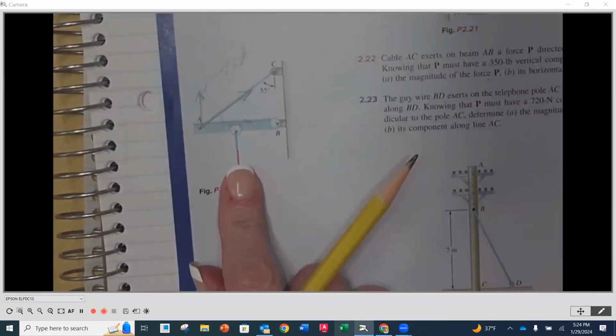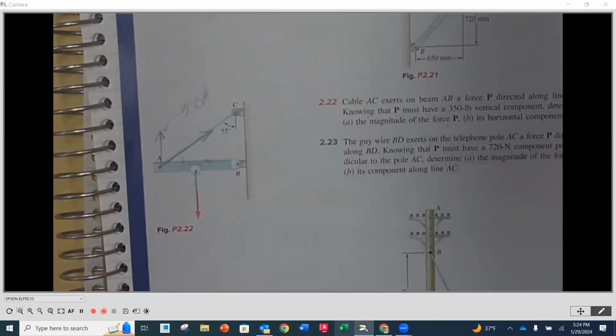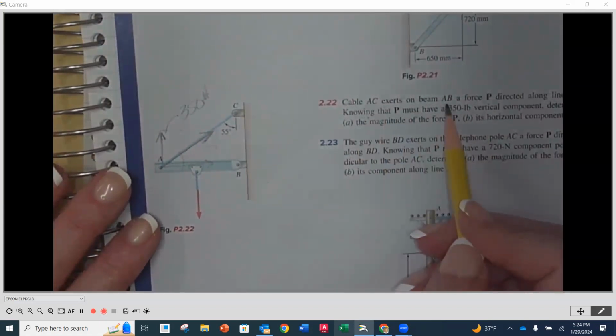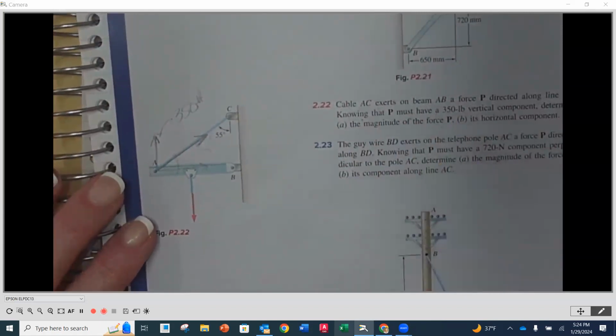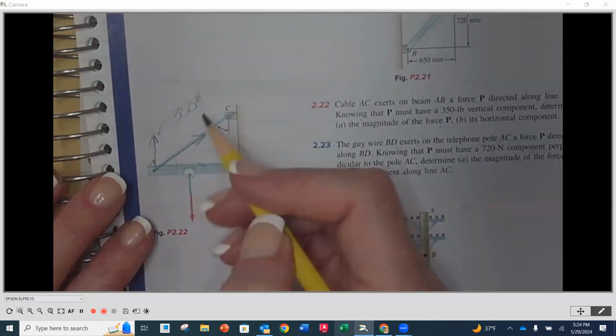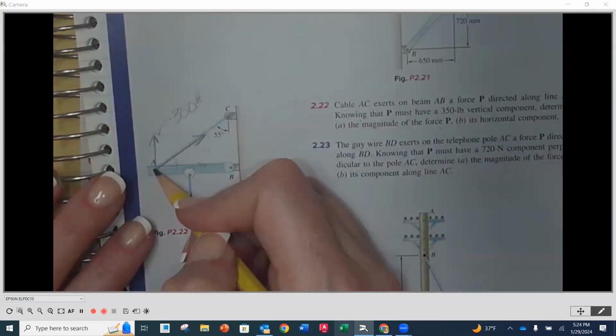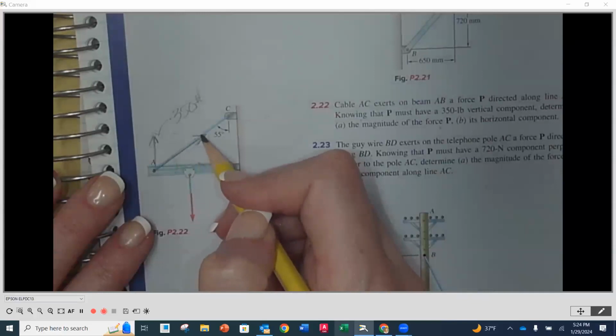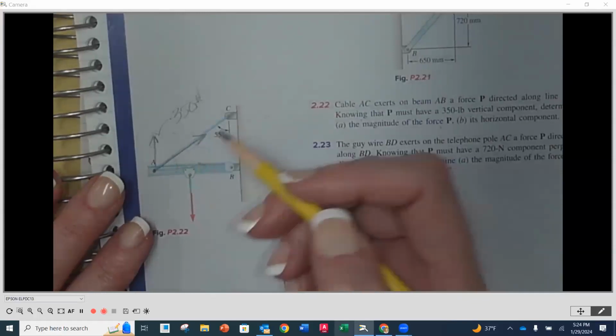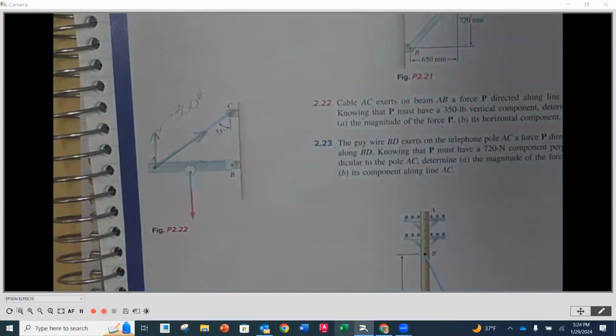But then we've got number 22. Here we're looking at this cable. In this case, the answer is not in the back of the book, but I do have the answer on our application problems. There's a cable AC that exerts a force on beam AB. They don't show the force on here. So this force is actually acting with its tail at A, and it's pointing up and to the right along that cable because it's supporting. It's like pulling on the beam so that it doesn't fall down.